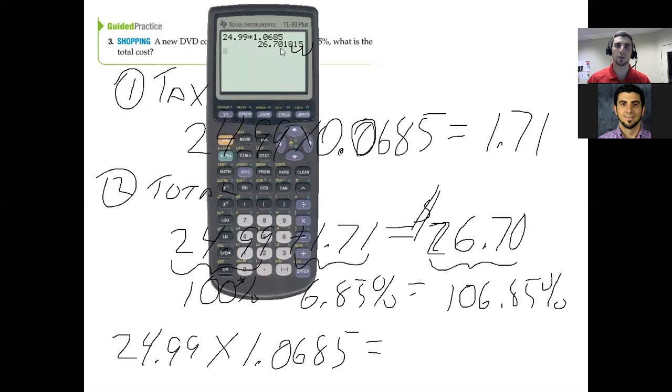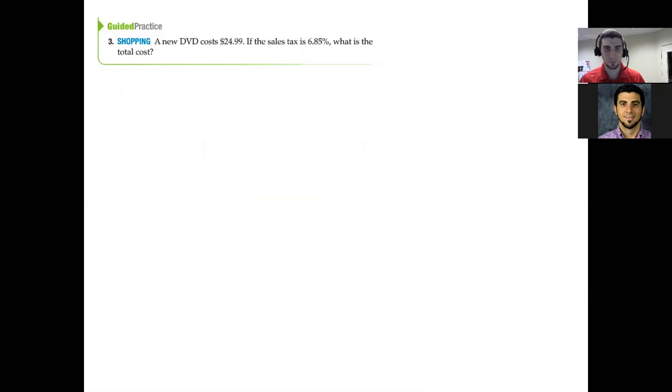with the tax. Now, notice there's some extra stuff here. If you just round to the nearest cent, it'd be $26.70, like we got before. Okay, and like I said, if that's confusing, you can first find the tax and then add that to the original. Doesn't bother me either way. Okay.